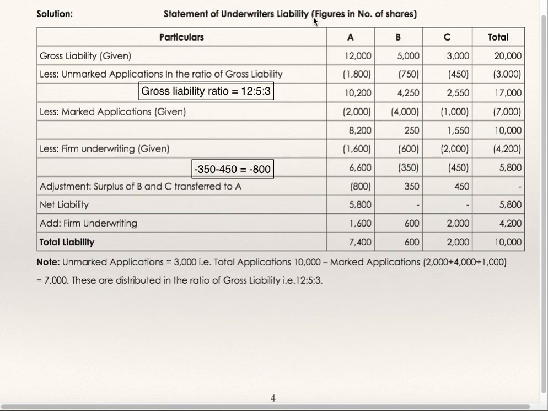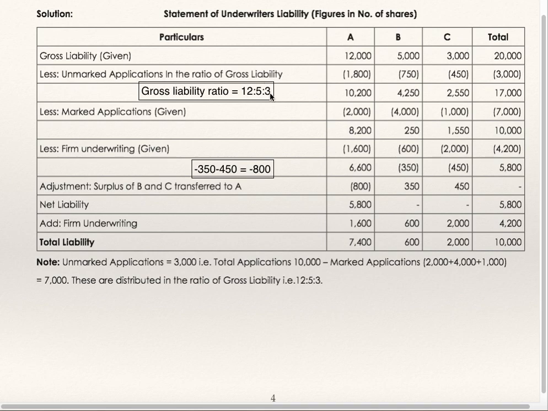Statement of underwriters' liability. Figures in number of shares. A, B and C are underwriters. This is total gross liability which is given. 12,000 shares A will take, 5,000 shares of B and 3,000 shares of C. This gross liability is given. Total issued capital is 20,000. Less unmarked applications in the ratio of gross liability. Gross liability ratio is 12:5:3.